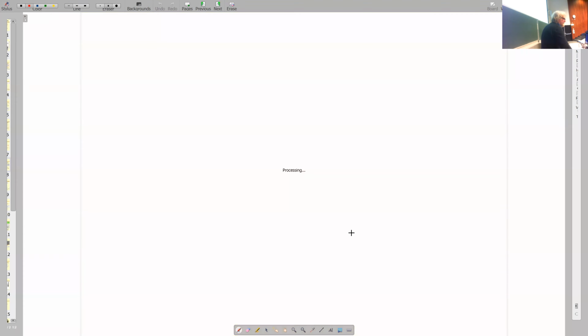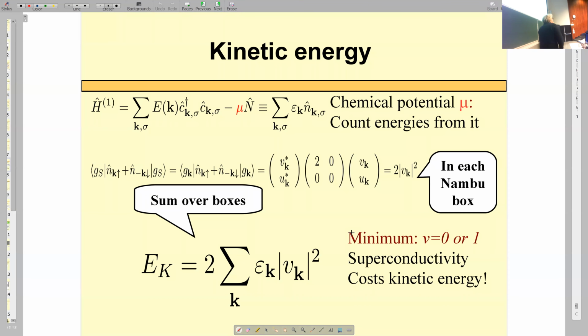Next step. It's like in magnetism, but just the wave function is different. Let us compute kinetic energy. Right, so how can we do this? It is handy to count energy from Fermi energy, from chemical potential. So these epsilons are electron energies counted from Fermi level.